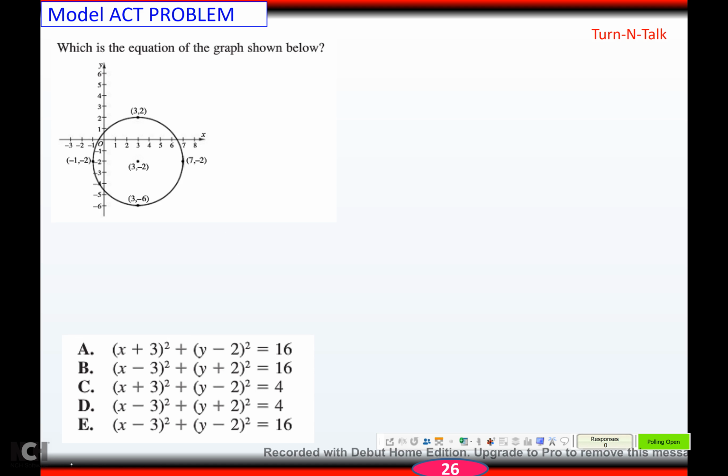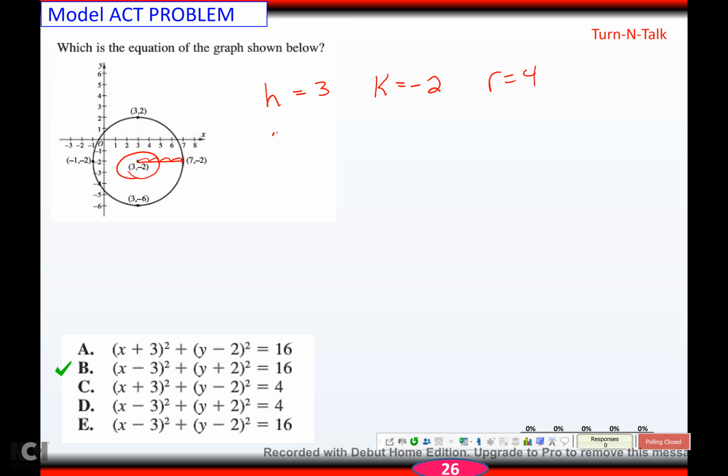Okay, try this one. Hit pause. Come back when you're ready. And hopefully you got B. Alright, there's your center, which tells me that h equals 3 and k equals negative 2. They didn't actually draw the radius for me, but I can figure it out. It's from here to here, which is 1, 2, 3, 4 units. So my radius is 4.